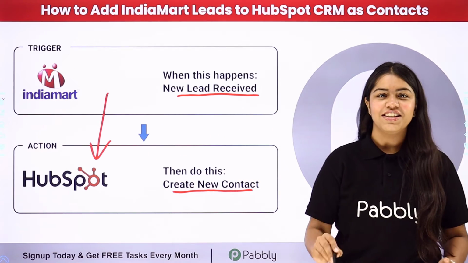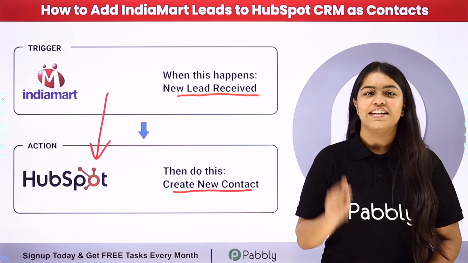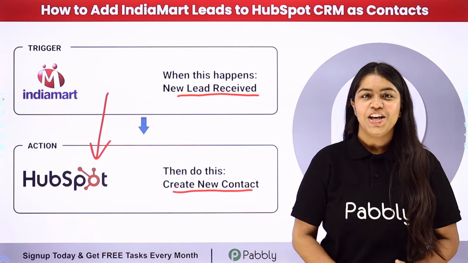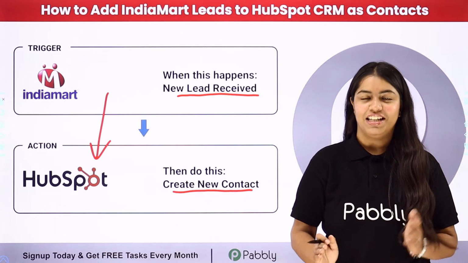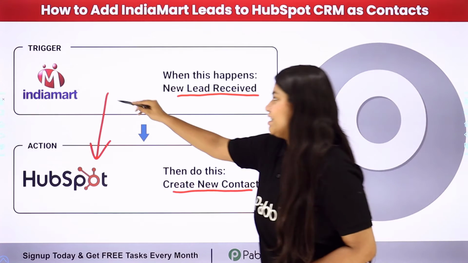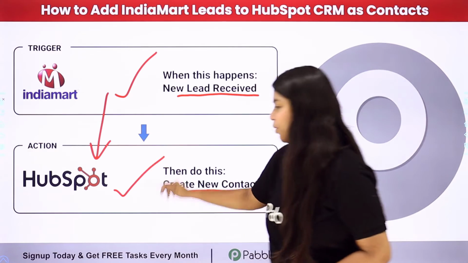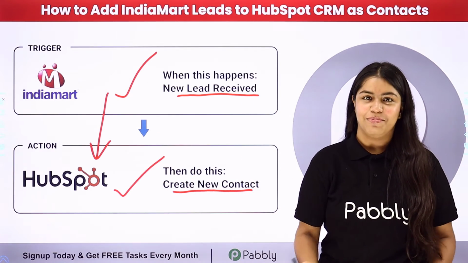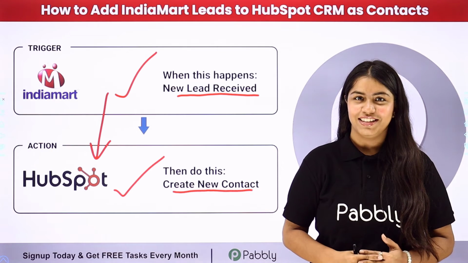To create this integration, we are going to use Pabbly Connect. It is an amazing automation software. So in Pabbly, we have the concept of trigger and action. For trigger, we are going to use IndiaMart, and for action, we are using HubSpot. If you want to learn this process step by step, follow me through the screen.